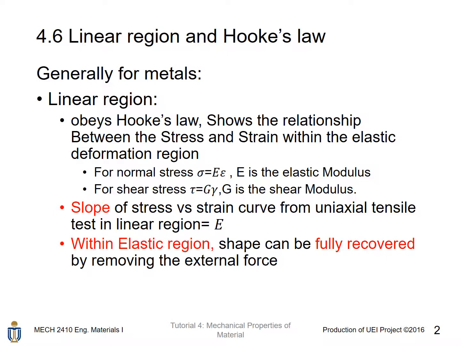The slope of the stress versus strain curve from a uniaxial tensile test in the linear region can therefore be defined as E. E is the elastic modulus for normal stress, and the uniaxial tensile test applies a normal stress to the material, so it is E. Within the elastic region, the shape of the material can be fully recovered by removing the external force or external stress.